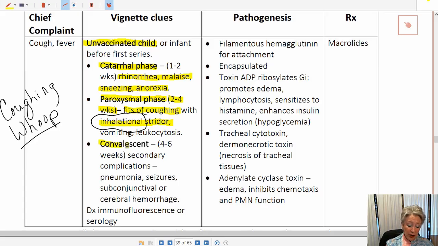And even during the convalescent phase, which can go on for the final 4 to 6 weeks after exposure, I have the potential for secondary complications. Because remember, what happens in the fits of coughing is that I damage blood vessels and cause them to be prone to hemorrhage. So I can see subconjunctival or cerebral hemorrhages happening at this point. It's just as dangerous in the convalescent phase as it is in the paroxysmal.